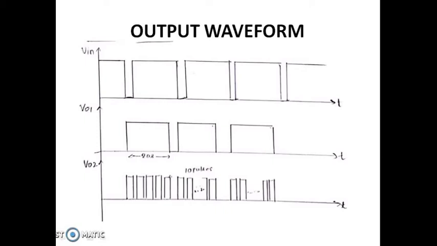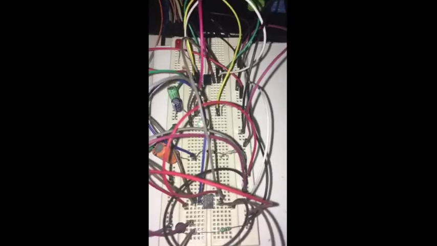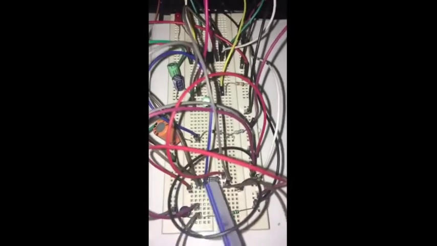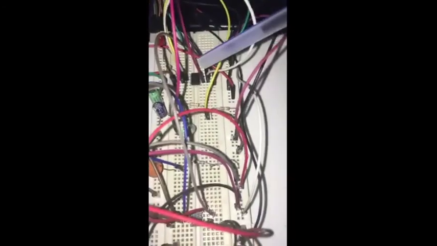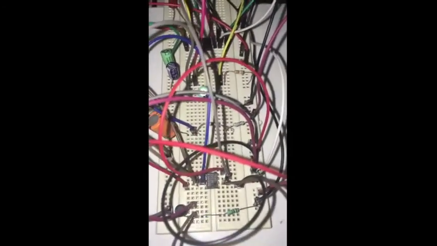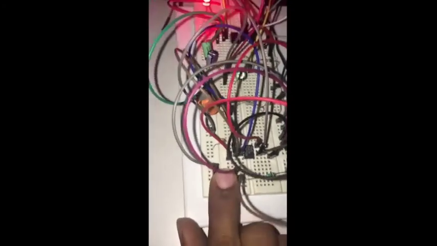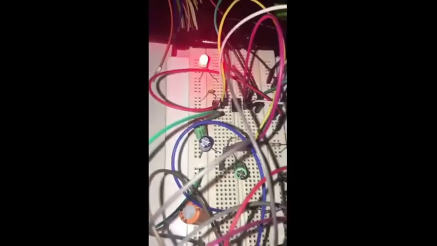Moving on to the practical view of the circuitry. So the circuit connections have been made as shown in the previous slides. This is the monostable multivibrator. Here you can see the astable multivibrator. The output from the monostable multivibrator is connected to the reset terminal of the astable multivibrator. So when I press this push to on switch, you can see the LED will blink for 10 times for 20 seconds.